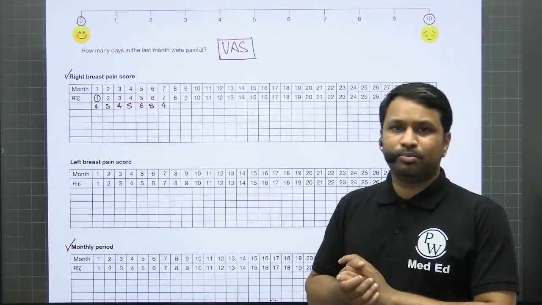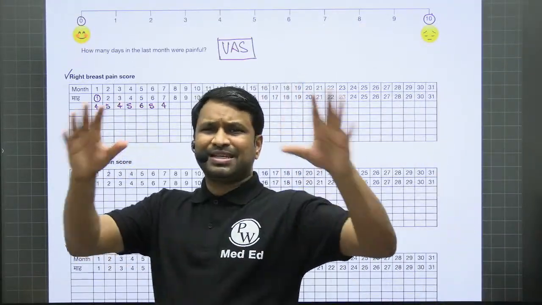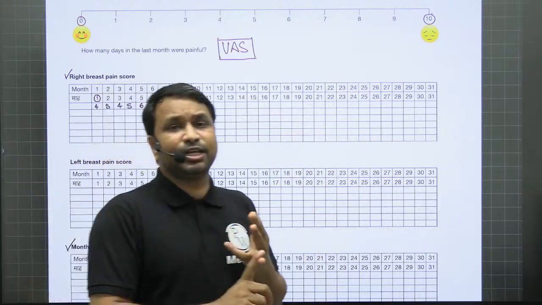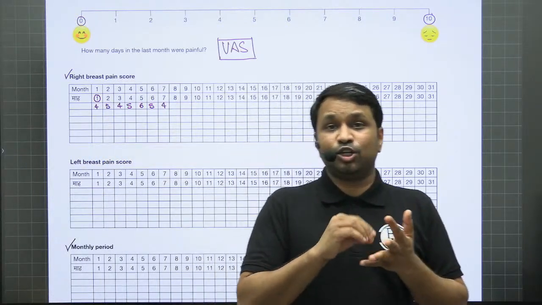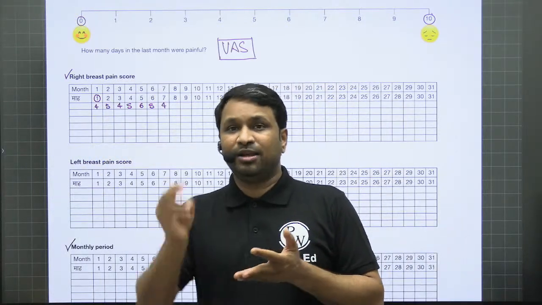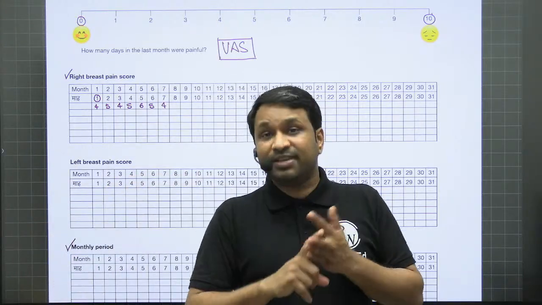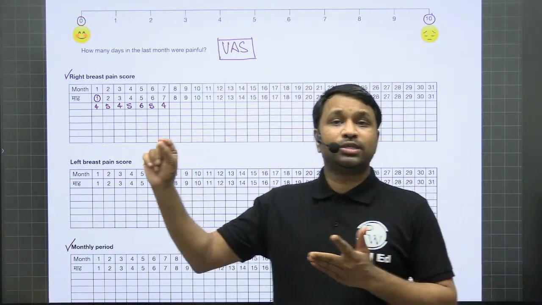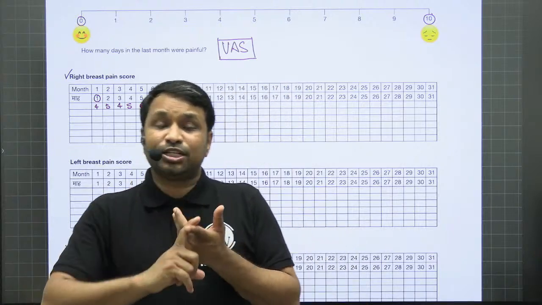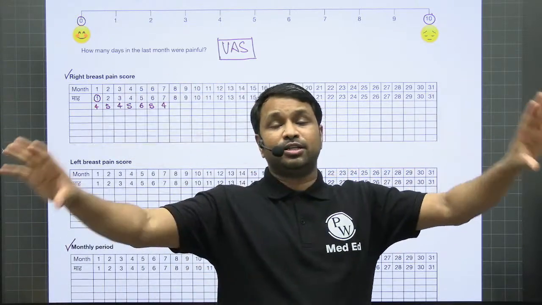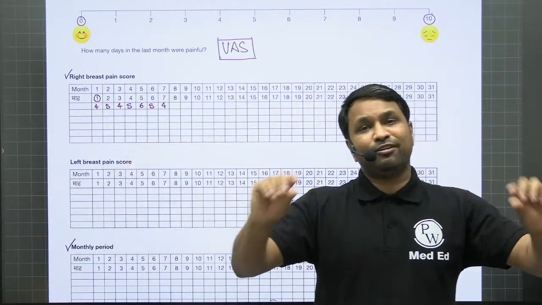These are the components that you have to remember. What do you have? The basic information of the patient. The second thing you will have, on the first visit, is the duration of the breast pain on the right and the left, for the amount of time the patient is experiencing. Then you have the VAS score, where the patient knows how to chart it. Then you have each right breast and left breast independent 30-day charting. And then you have monthly period charting.